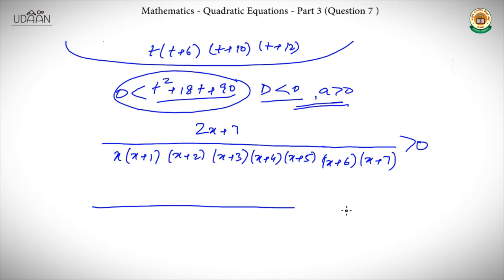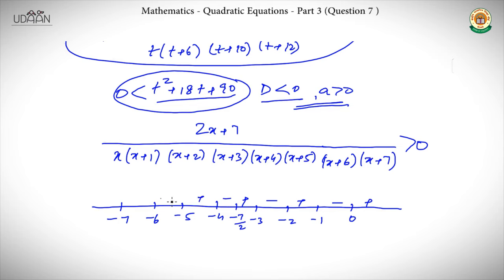Just plotting these numbers on the number line, we get -7, -6, -5, -4, -7/2, that comes from the numerator, -3, -2, -1 and 0. And the right term, as we see that any value greater than 0, be it 1 or anything, would always be greater than 0. So this term we take to be positive, and then alternatively we allot the signs this way.